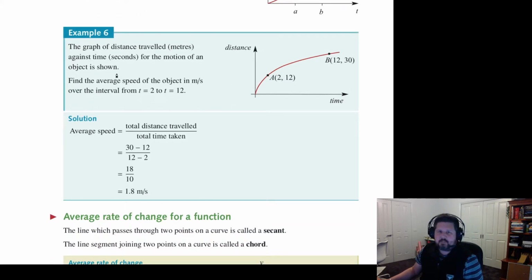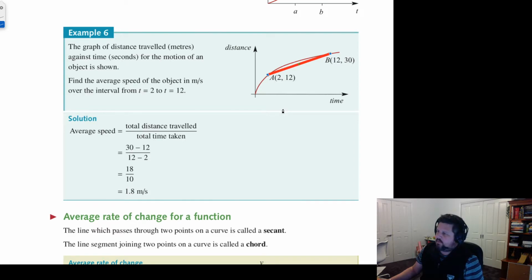It says here, the graph of the distance travelled in meters against the time in seconds for a motion of an object is shown. Perfect. It's asking us to find the average speed of the object in meters per second over the interval from time 2, so from this particular point, to time 12. Again, ultimately we're going to be looking at the gradient of the line connecting both of those.